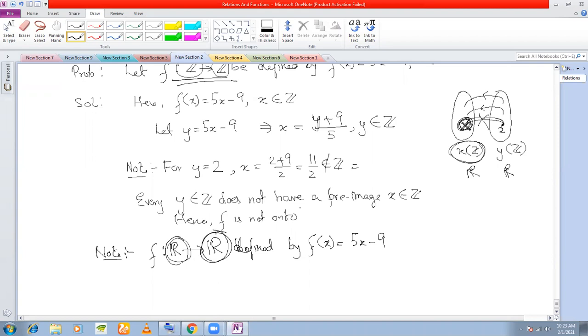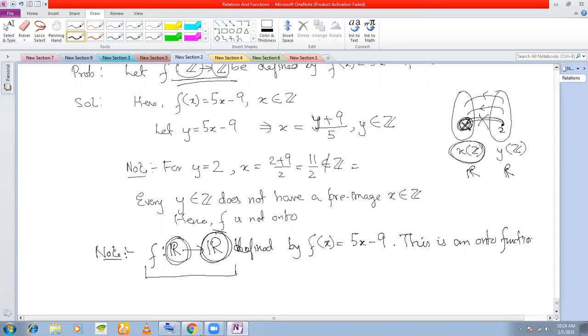Whether negative, positive, or any fractional, irrational, rational, whatever value you put, you will definitely get a certain real value. There are no exceptions. Are there any exceptions? No. Therefore, in case when I change the definition of the codomain set, this is an onto function.